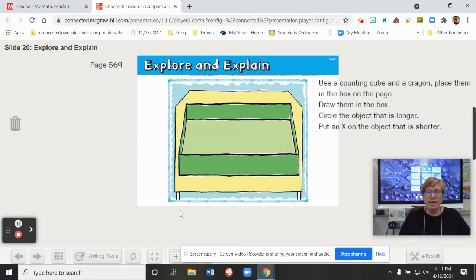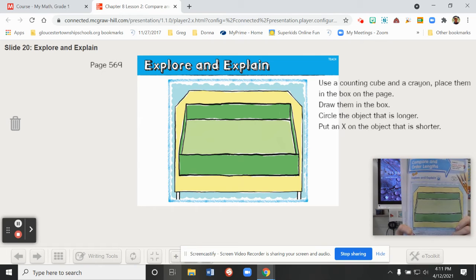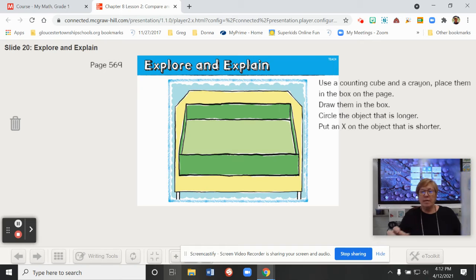Okay, so we are going to go right now to our workbook page. It is page 569. This is where you're going to need your connecting cube and the crayon. If you need to get those items or to turn to that page, pause the video and then come back. In your book, which I have here to show you, you're going to lay in the box your connecting cube and the crayon. Place them in that green box.